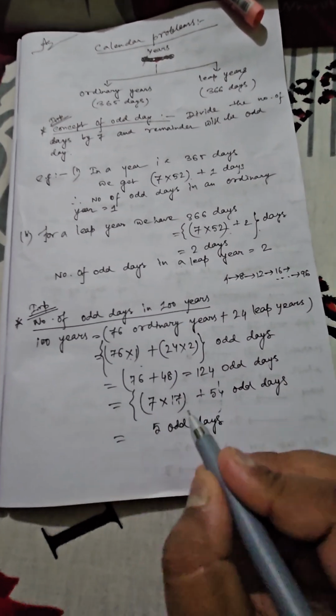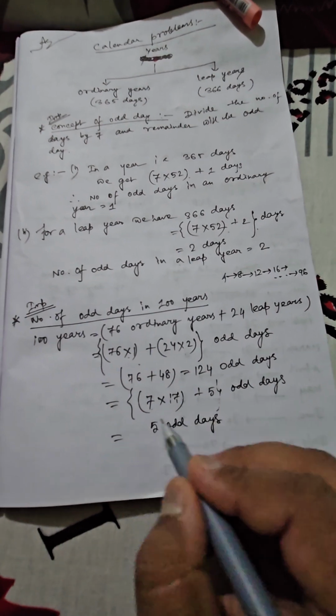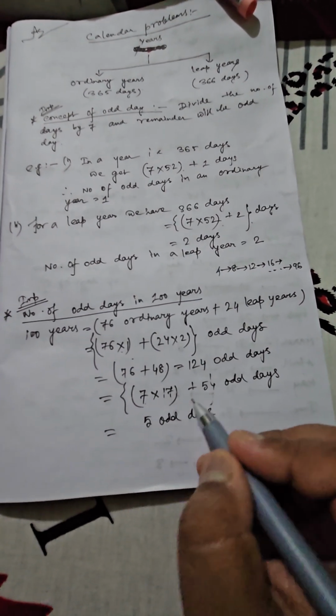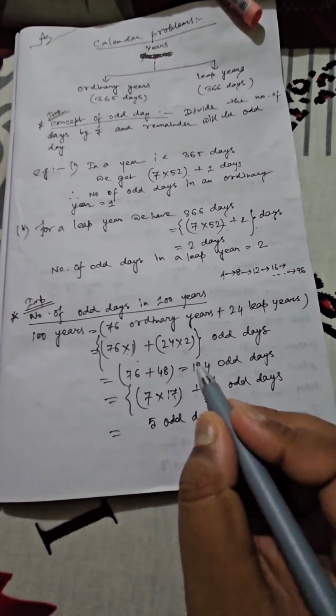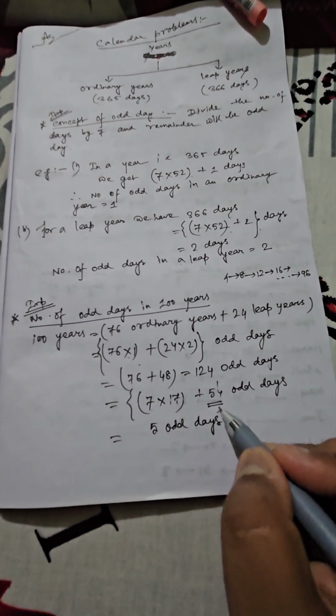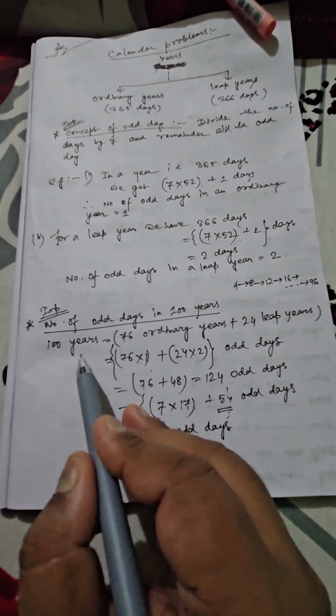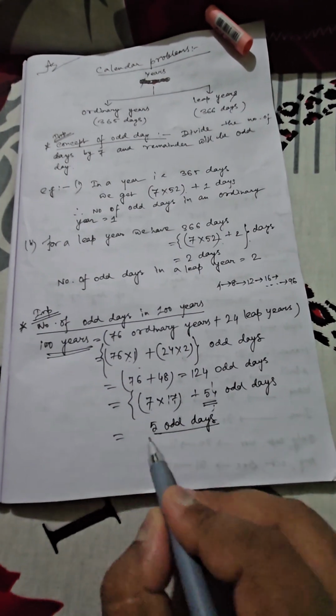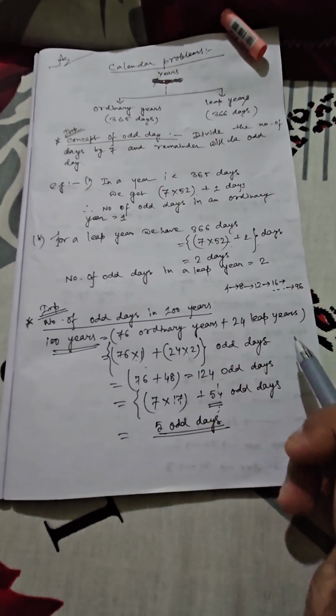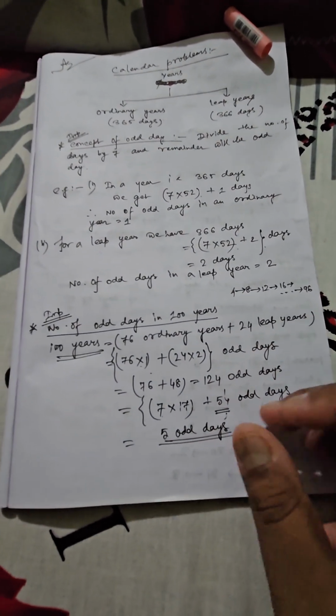So that's why you can see I have written 7 into 17, that is 119, plus 5. That means the remainder, whenever you divide this quantity by 7, is nothing but 5. So in case of 100 years, you will get 5 odd days. This concept is very important for solving different problems.